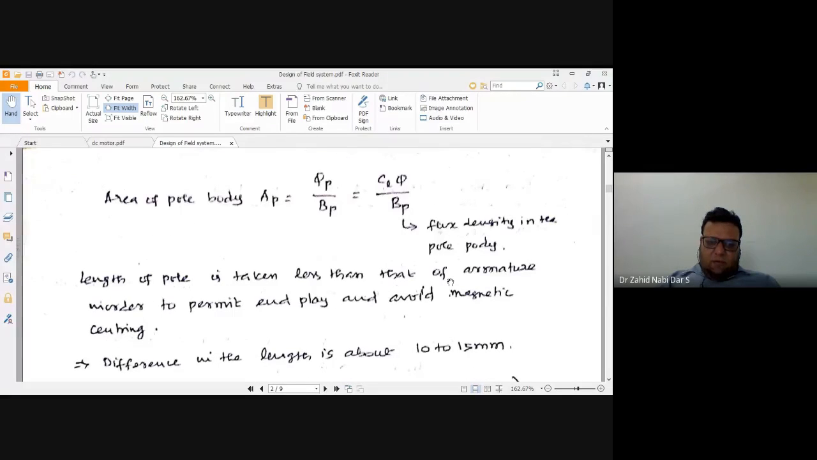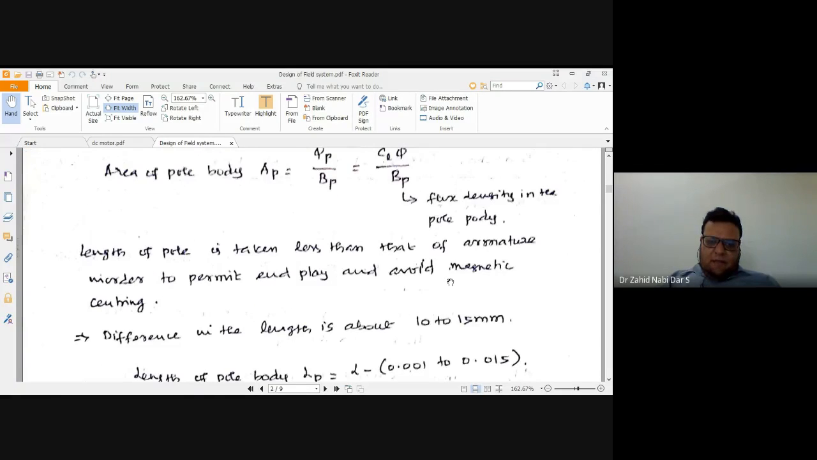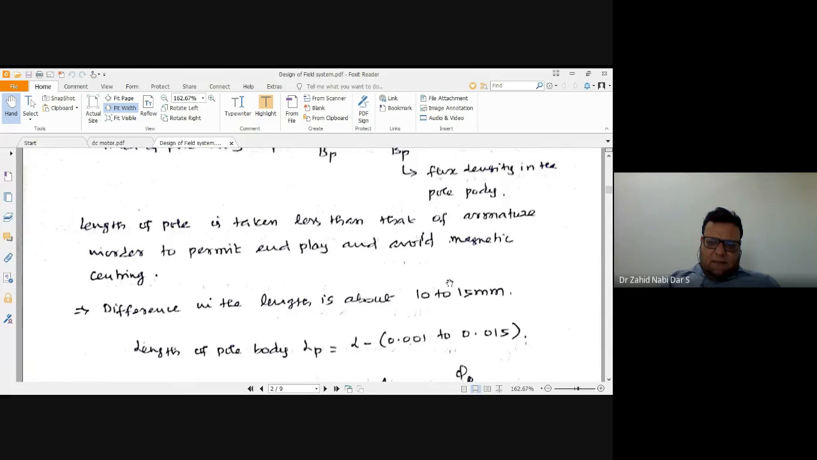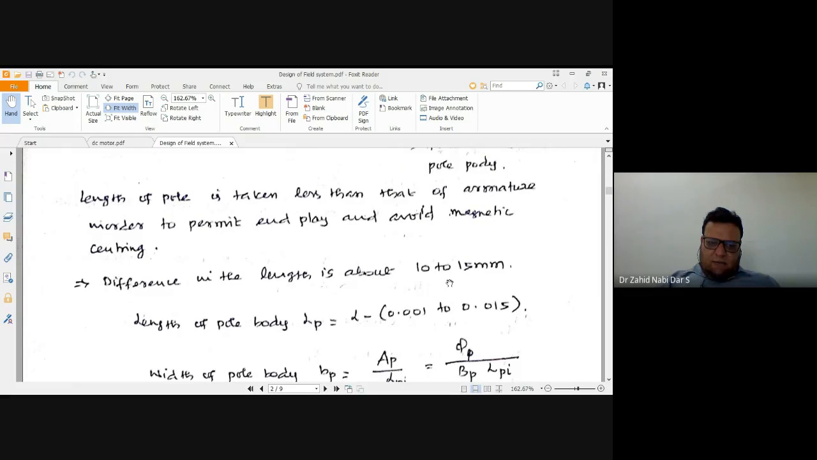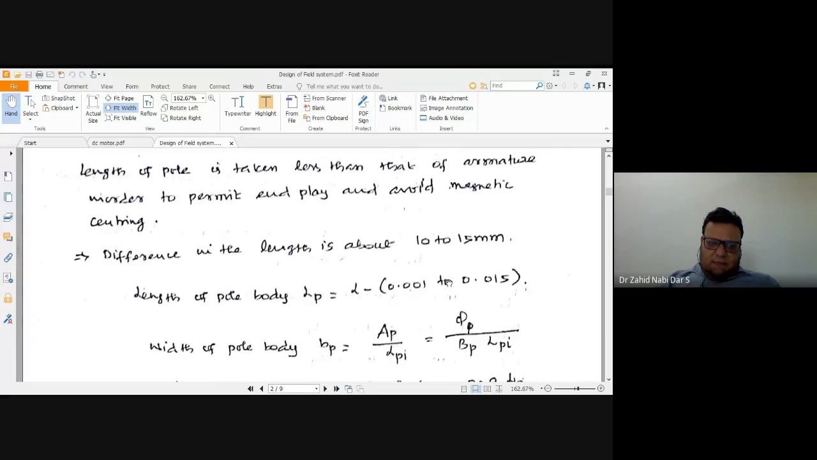The length of the pole in the case of the DC series is taken less than that of the armature winding. Why? To permit end play. End play means to avoid magnetic fringing; the fringing due to the flux should not be more. Hence, the length of the pole is usually taken less than the armature winding length.